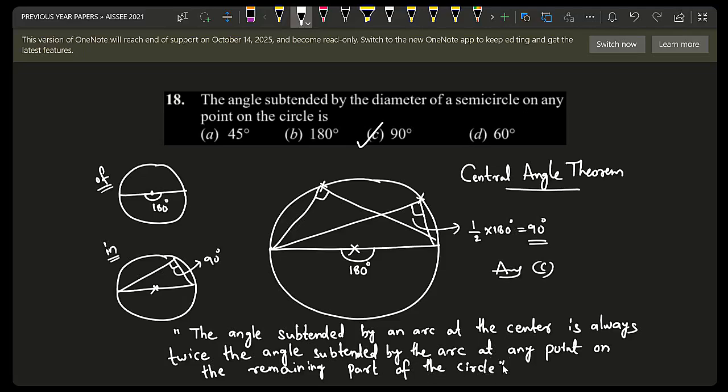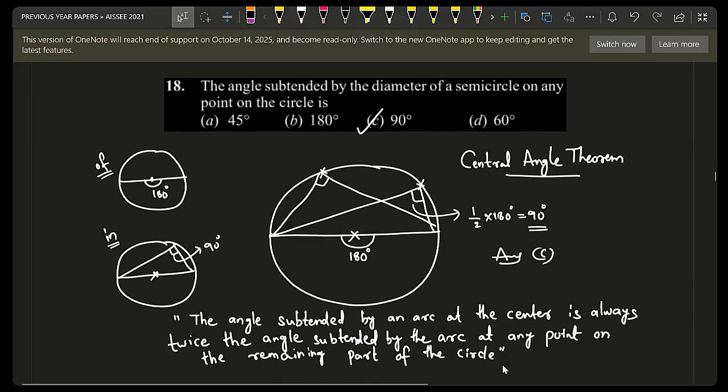So simply you can remember the central angle is double or twice the angle subtended at the remaining part of the circle. So the central angle we got is 180 degrees. 180 degrees is double this angle. That means that angle is half of 180. Half of 180 is 90 degrees. Okay. So this is the central angle theorem statement. Everybody has to remember. The angle subtended by an arc at the center is always twice the angle subtended by the arc at any point on the remaining part of the circle. It is there in your classwork also. Try to revise and remember.